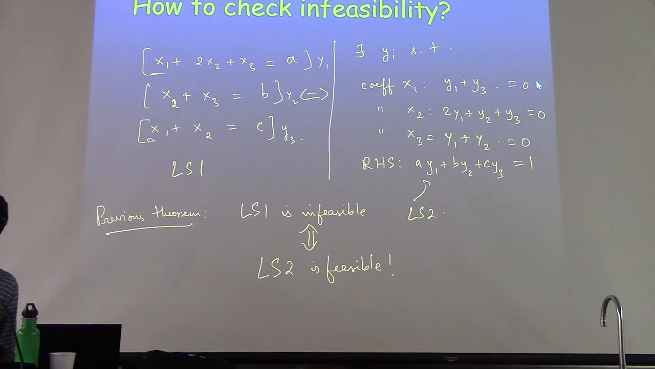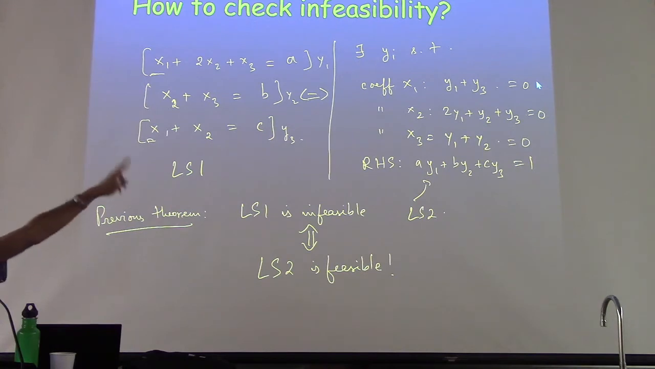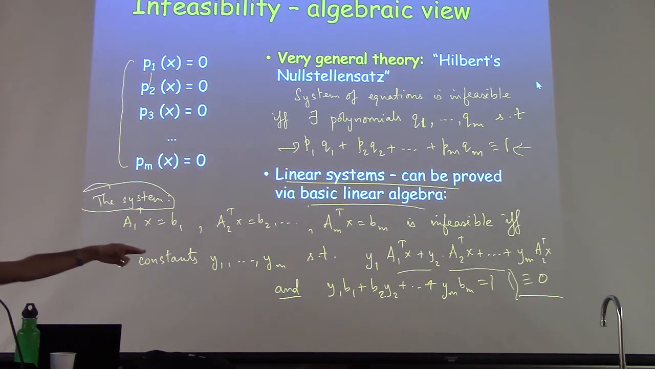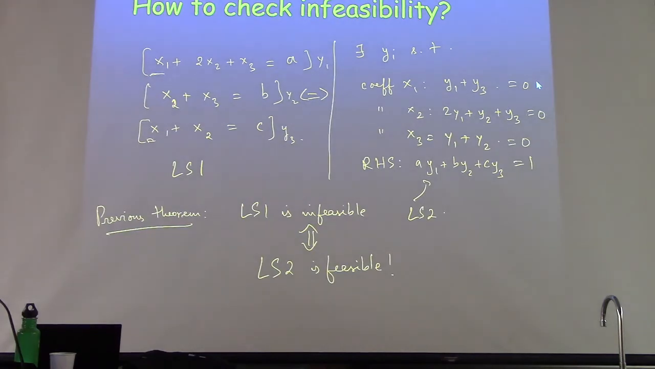Basically, LS2 being feasible means there exist Ys such that all those constraints are satisfied. That's equivalent, from the previous theorem, to saying you could find multipliers so that you can prove 0 equals 1, right? That's a very beautiful thing that you get out of it.